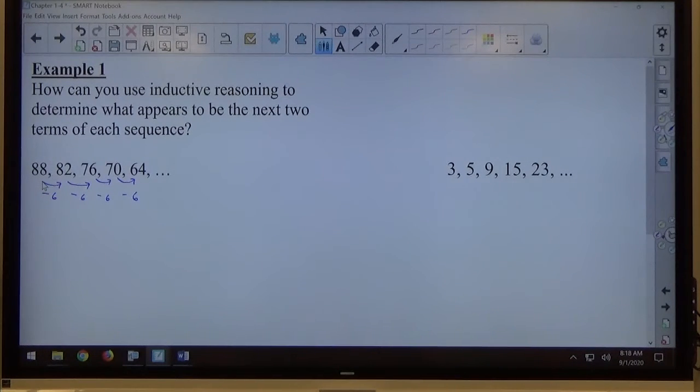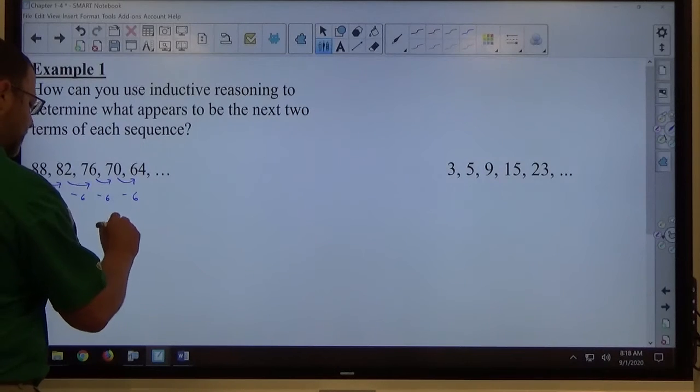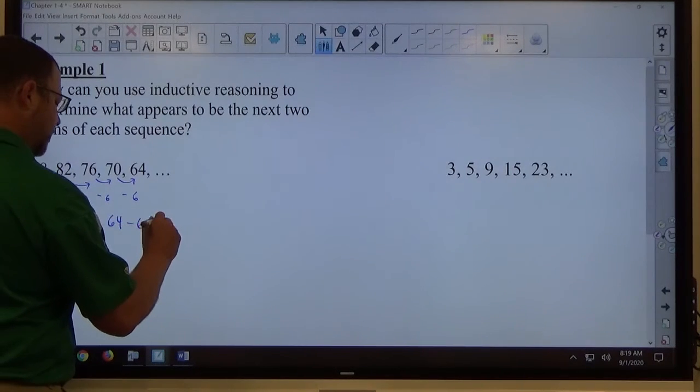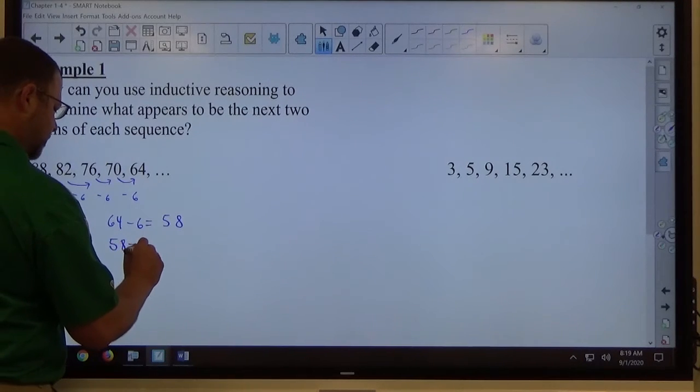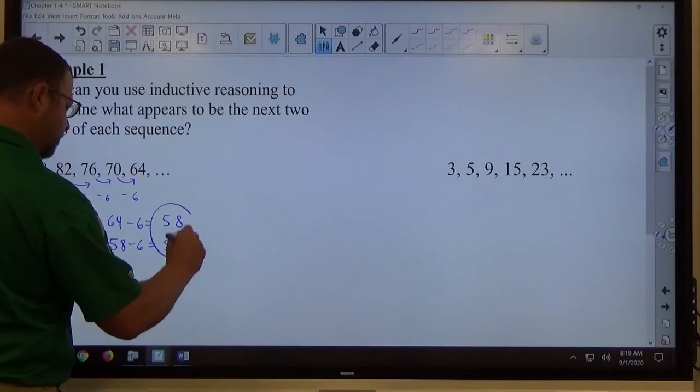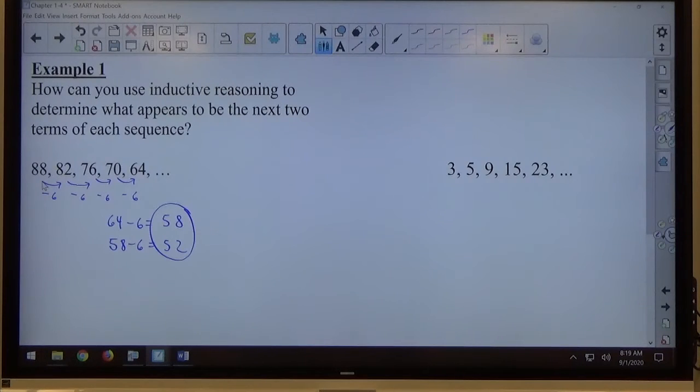So then it says, what are the next two terms of each sequence? Well, if 64 is this term and I keep on subtracting 6 at each next term, 64 minus 6 is equal to 58. And 58 minus 6 is equal to 52. So 58 and 52 look to be the next two terms in that sequence.